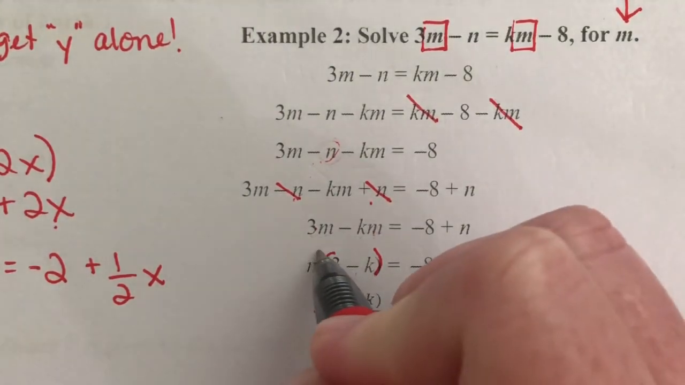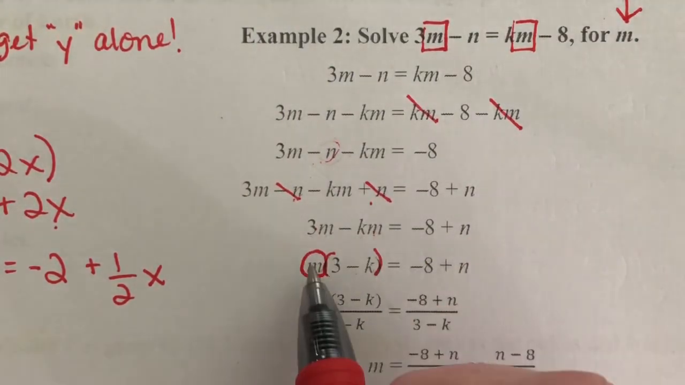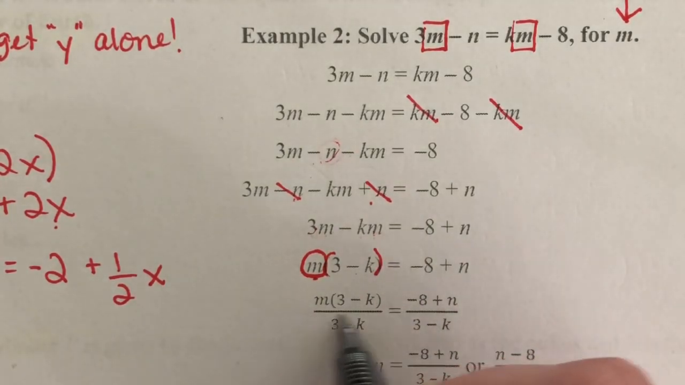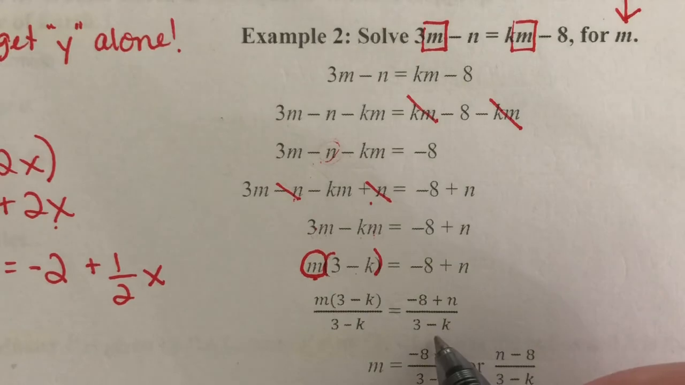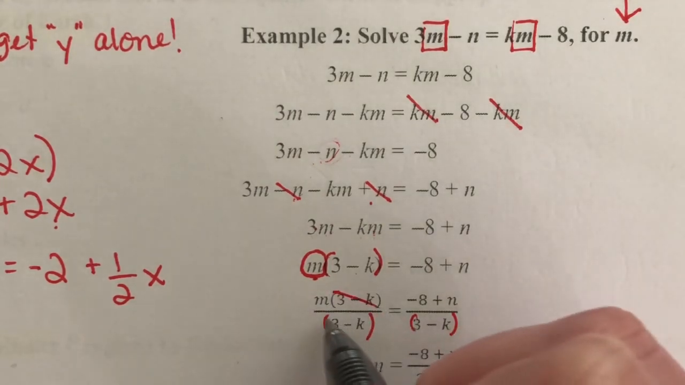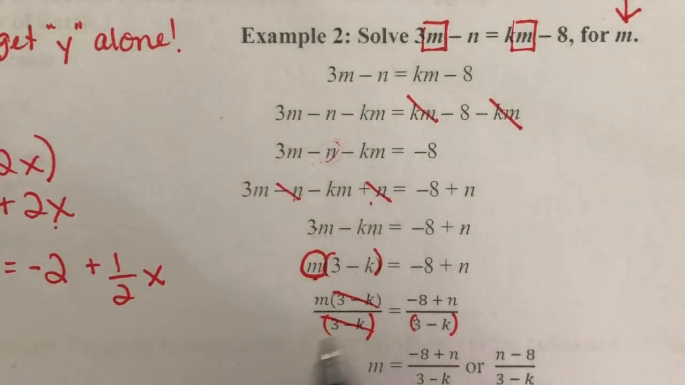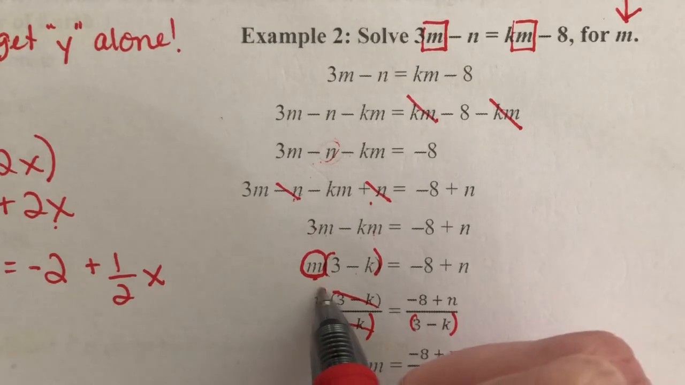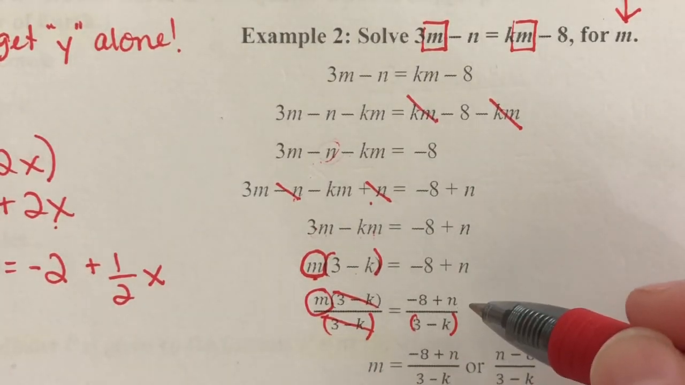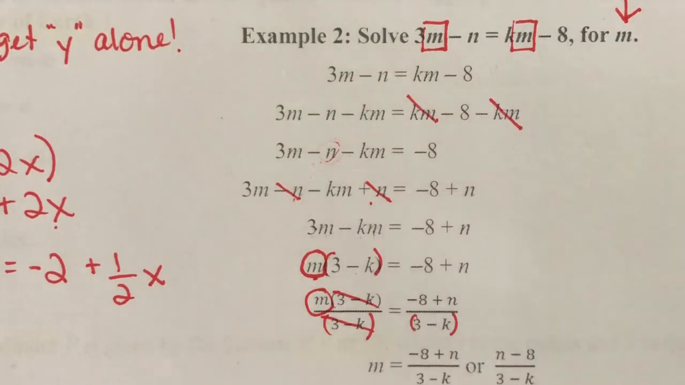We are trying to get m alone, and right now it's m times this stuff in parentheses. So we have to divide by that stuff in parentheses, and whatever we do on one side of the equal sign, we have to do to the other side. Okay, so these guys cancel each other out. And we get left with m equals all of this, negative 8 plus n over 3 minus k.